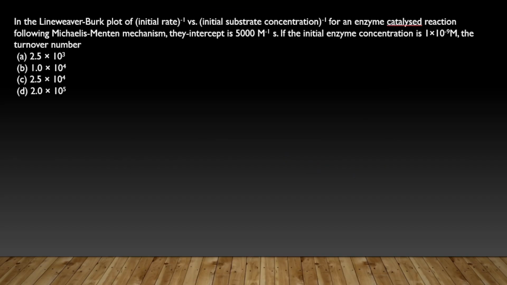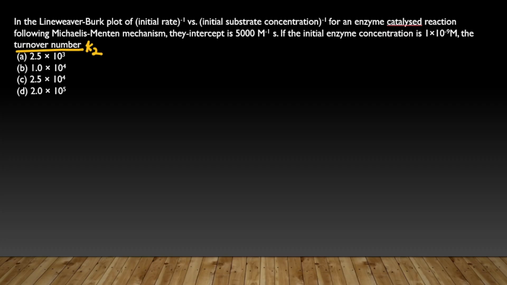Okay. Next one we have is this question. It says that in a Lineweaver-Burk plot, that is for the 1 by R versus the 1 by S, for an enzyme catalyzed reaction following the Michaelis-Menten mechanism, the value of intercept is this much. If the initial enzyme concentration is this much, what is the turnover number? So turnover number is nothing but the K2 value you have to find out.